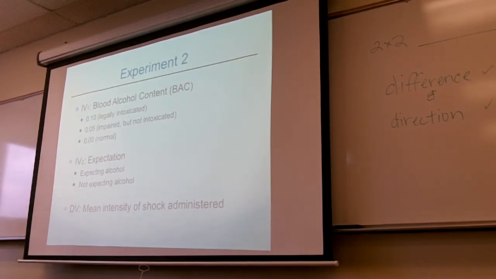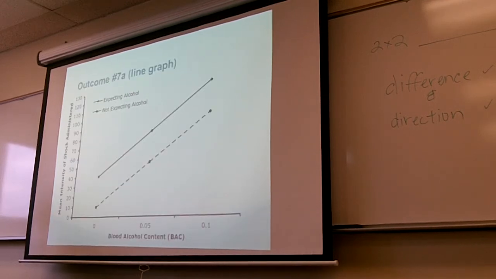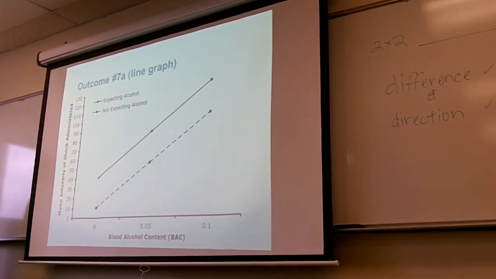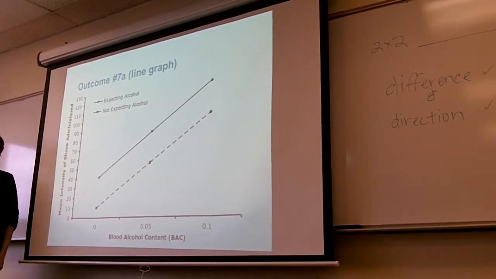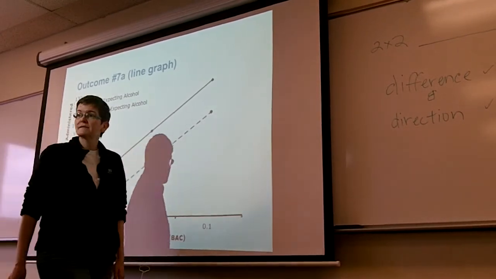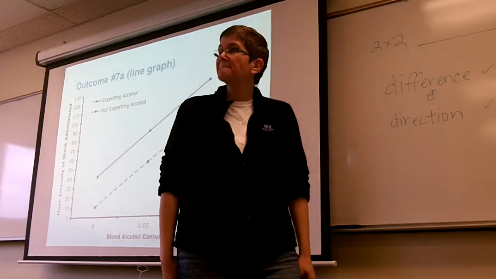So now I have a 3x2 random groups factorial design. Six different conditions now instead of four. All right, so this pretty much looks the same. You can interpret this graph exactly the same way we did before.